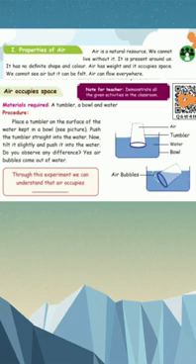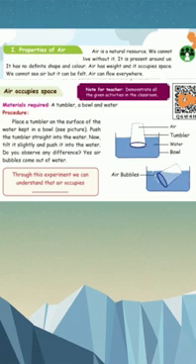Properties of air. Air is a natural resource. We can't live without it. It is present around us. It has no definite shape and color. Air has weight and it occupies space. We can't see air, but it can be felt. Air can flow everywhere.